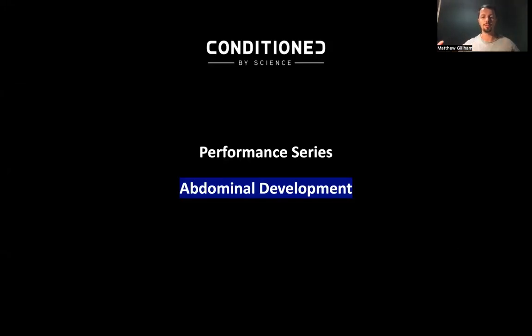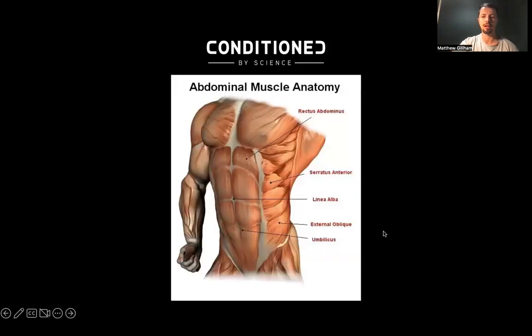Welcome to the performance series, and today we're going to be talking about abdominal development. Okay, here's a little chart here. We've got the rectus abdominis, the serratus anterior, the linea alba, the external obliques, and the umbilicus.